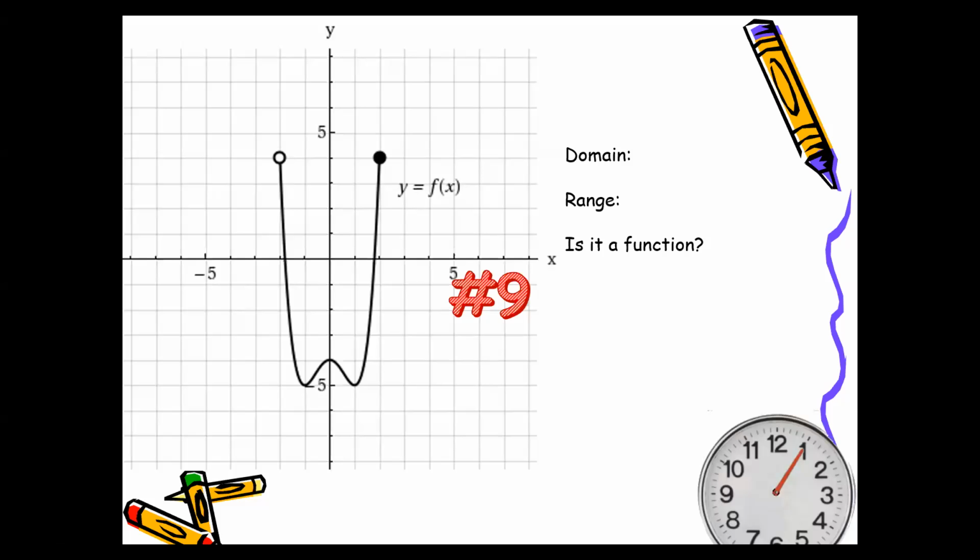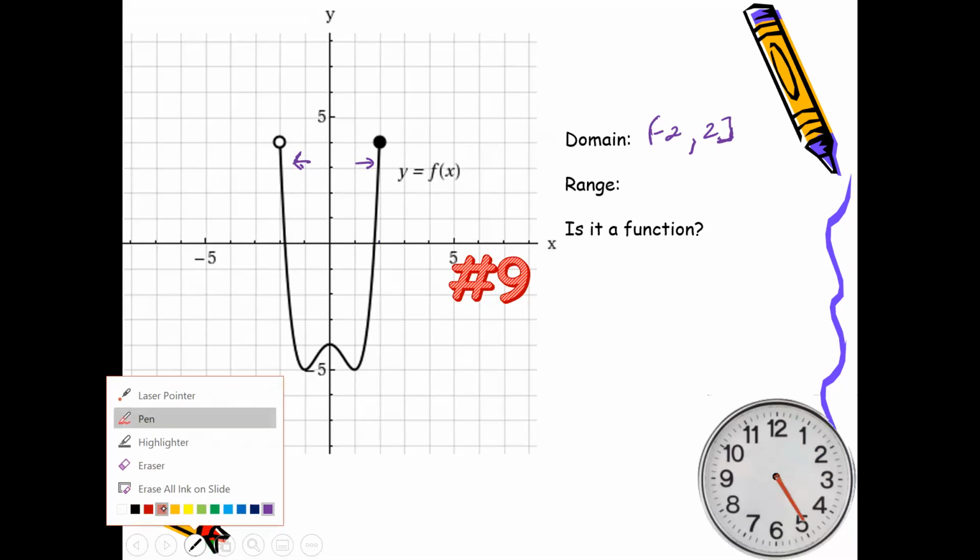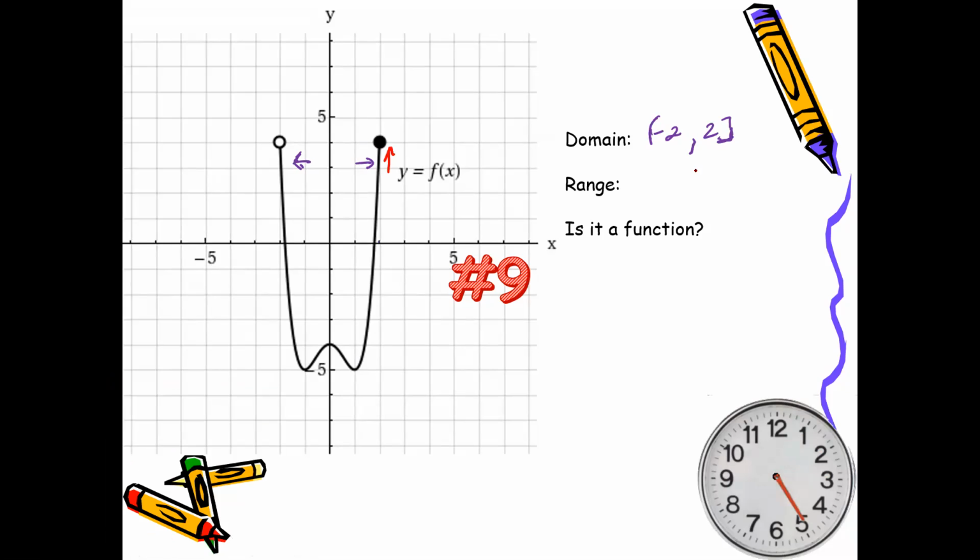Okay, so for number 9, what is the domain? The domain is how far you're going over to the right. It looks like you're starting at 2, so it's a closed circle. And then how far are you going over to the left? It looks like you're at -2, open circle. All right, with the range, you are seeing how far up do you go to, and it looks like it's at 4. And how far low did you go to? It's a -5 bracket. There we go. Is it a function? Yes, it is.